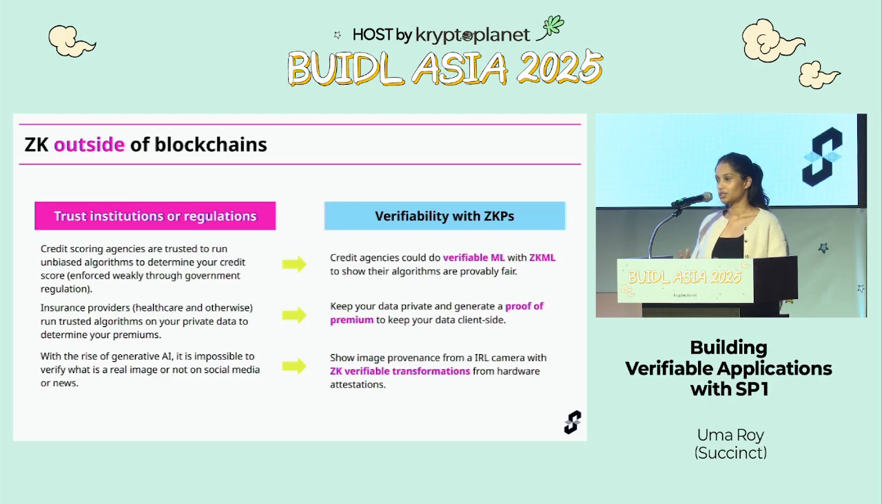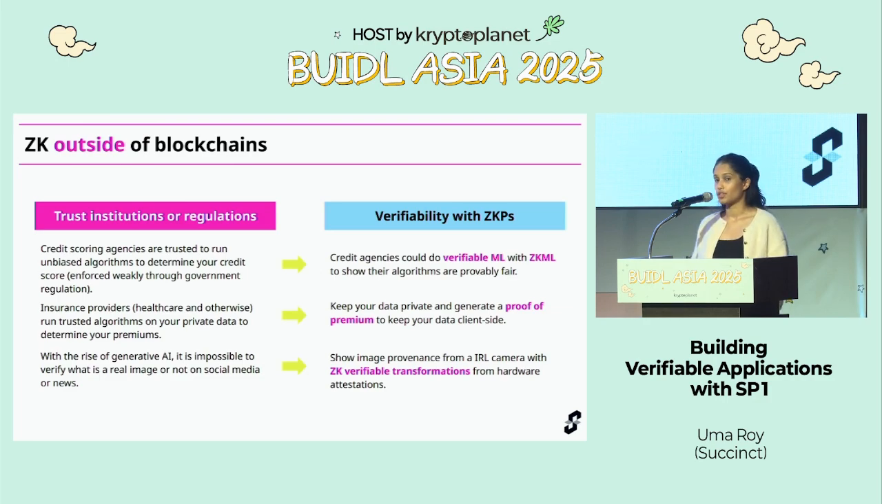The other category I'm also interested in beyond ZK identity is helping remove trust from existing institutions or regulators and making it verifiable. One example that I think is very interesting is credit scoring agencies. There's a lot of trust placed on these companies. They are trusted to run unbiased algorithms to determine your credit score, which is very important because it determines things like your interest rate on your mortgage loan. And these trust assumptions are weakly enforced through government regulation.